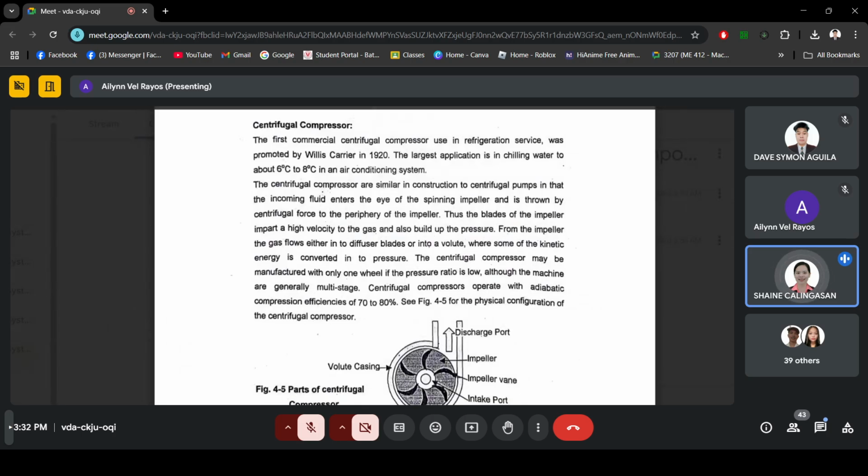From the impeller, the gas flows either into the diffuser blades or into a volute where some of the kinetic energy is converted into pressure. The centrifugal compressor may be manufactured with only one wheel if the pressure ratio is low, although the machines are generally multi-stage. Centrifugal compressors operate with adiabatic compression efficiencies of 70 to 80%.